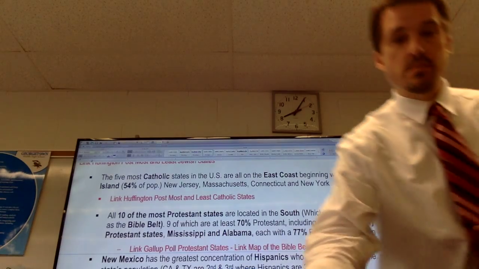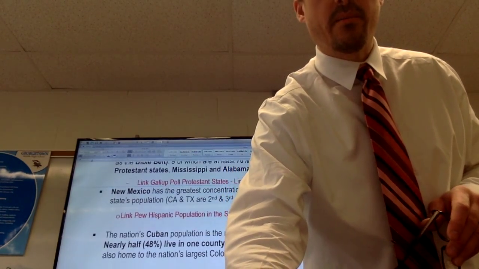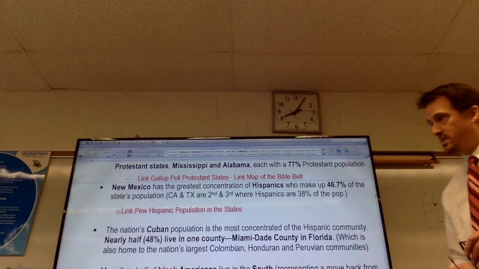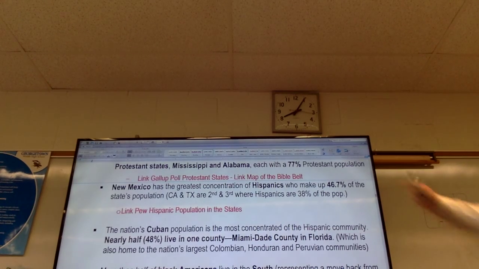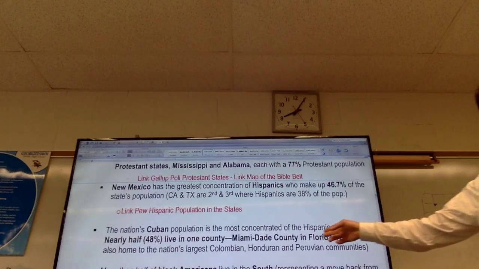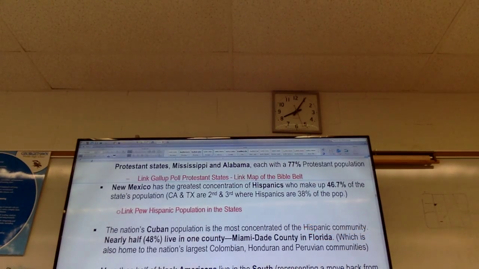Okay, Hispanic population, one of the places with the greatest concentration is New Mexico. They make up almost half the state's population, with California and Texas being number 2, around 38%. Again, here I am back in Florida, in particular in Miami-Dade, where the Cuban population makes up about half the population. But I've also got Colombian, Honduran, Peruvian. They don't vote the same. All right?